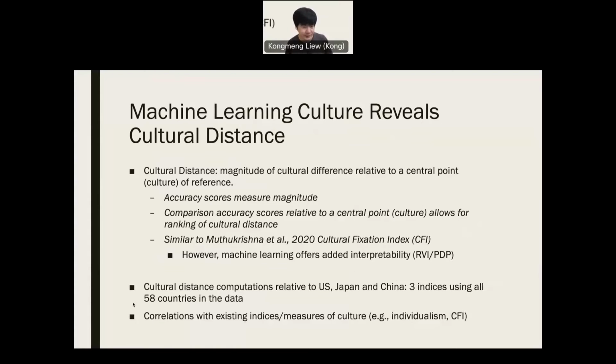To validate this approach of comparing many different countries, I also looked at cultural distance. This is based on an idea by Michael Muthukrishna in a 2020 paper in Psychological Science, where he introduced the cultural fixation index, which does something very similar but uses methods from evolutionary biology based on the fixation index. But I would argue that the machine learning method we used offers more interpretability, because we can look at things like RVI and PDP. For each possible comparison, we can understand which variables accounted for the differences.